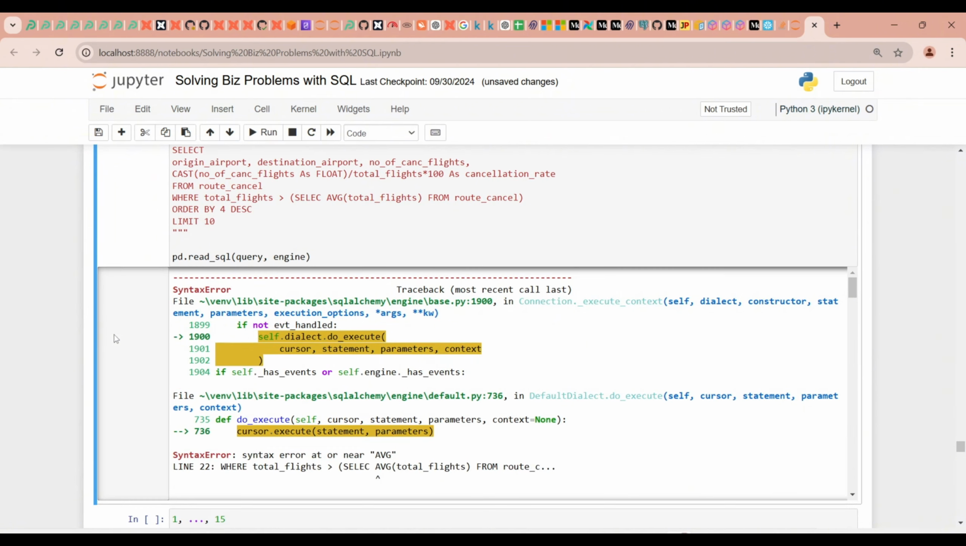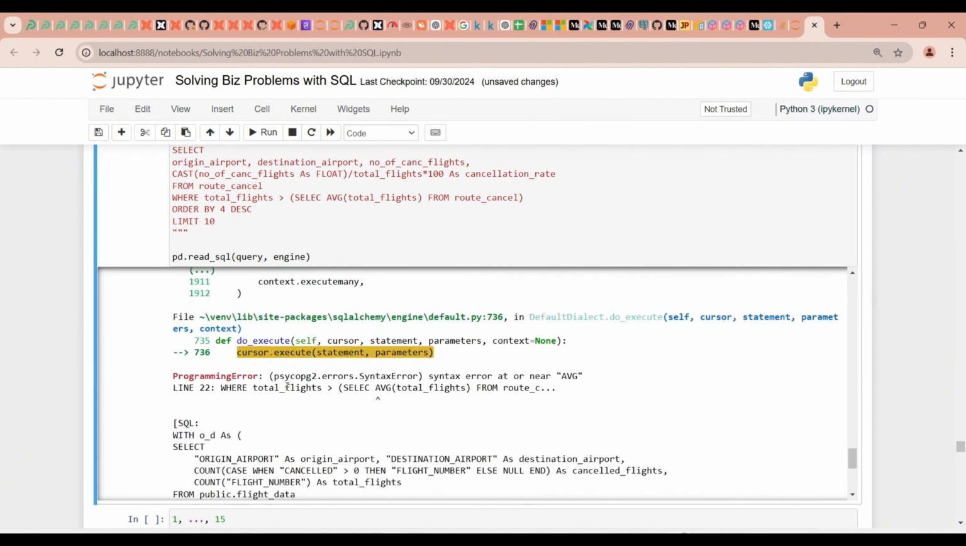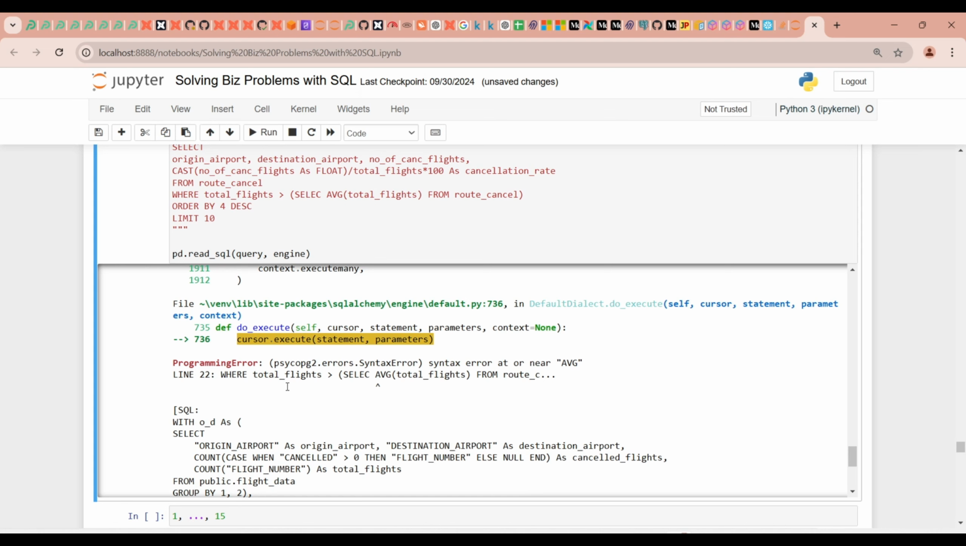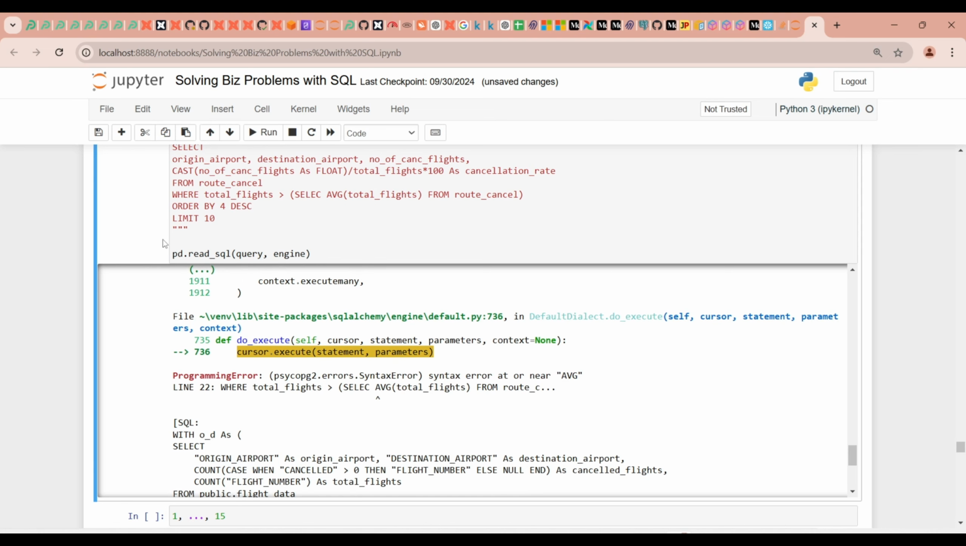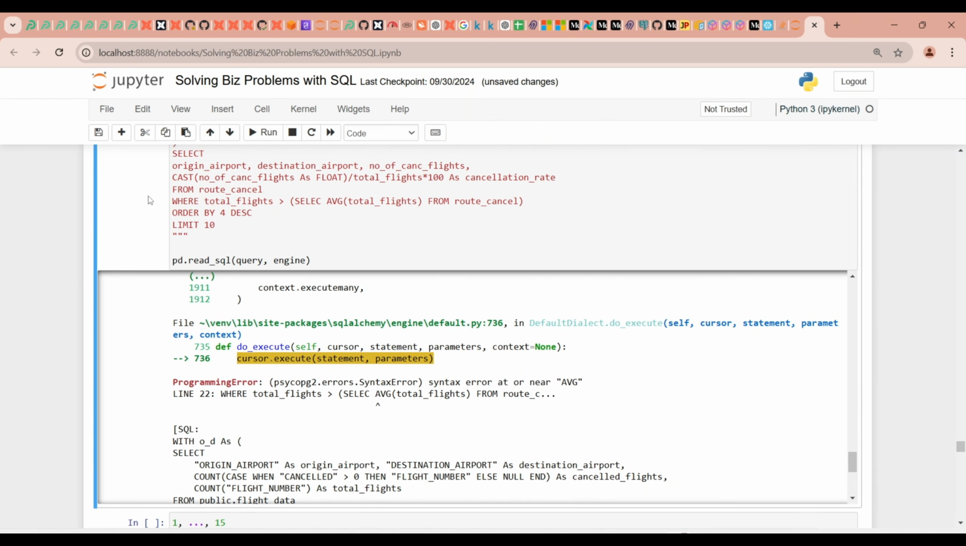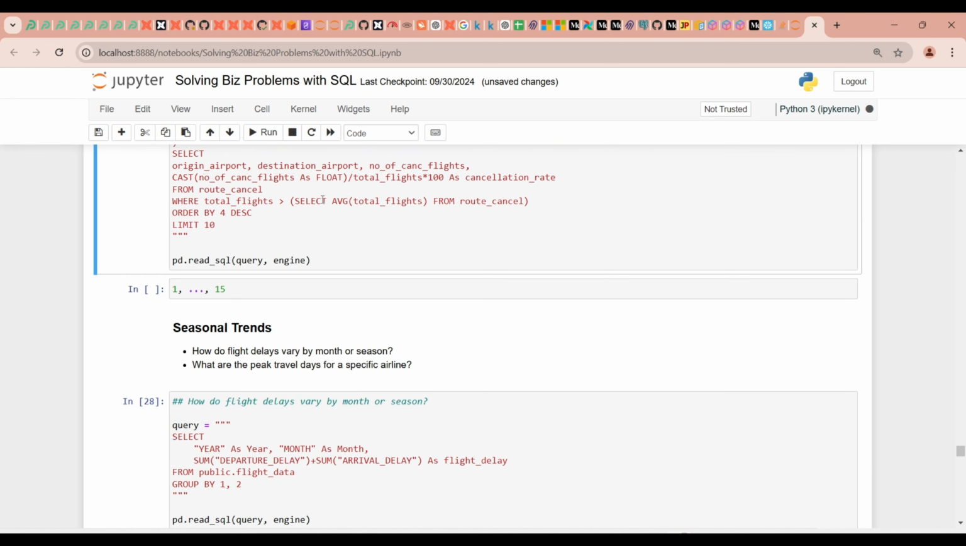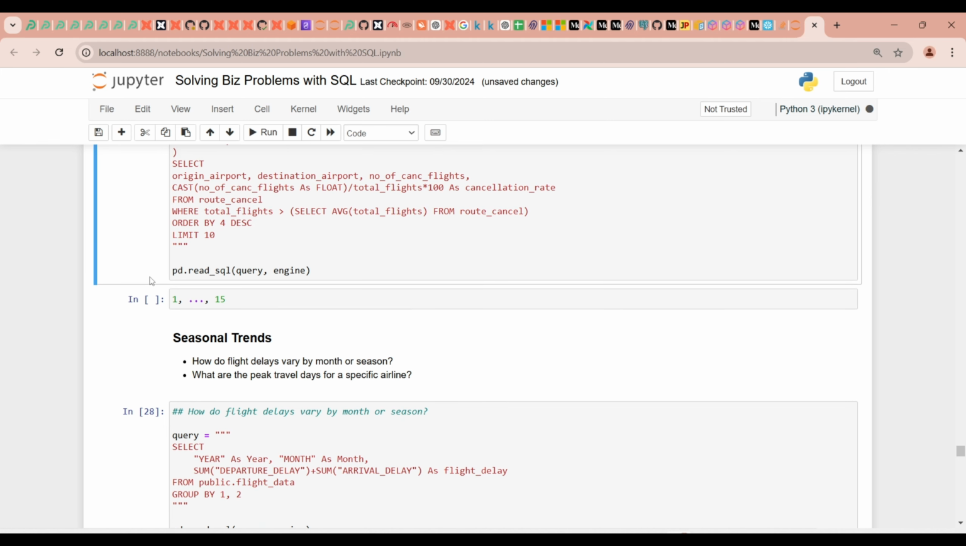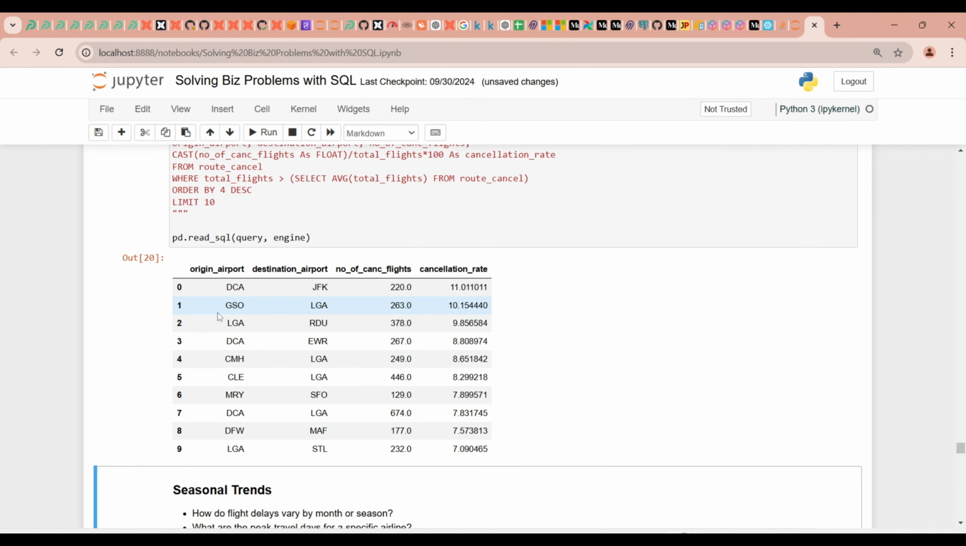Let me see. It says syntax error near average. Oh, select. All right, great, great. Now we have what we're looking for.